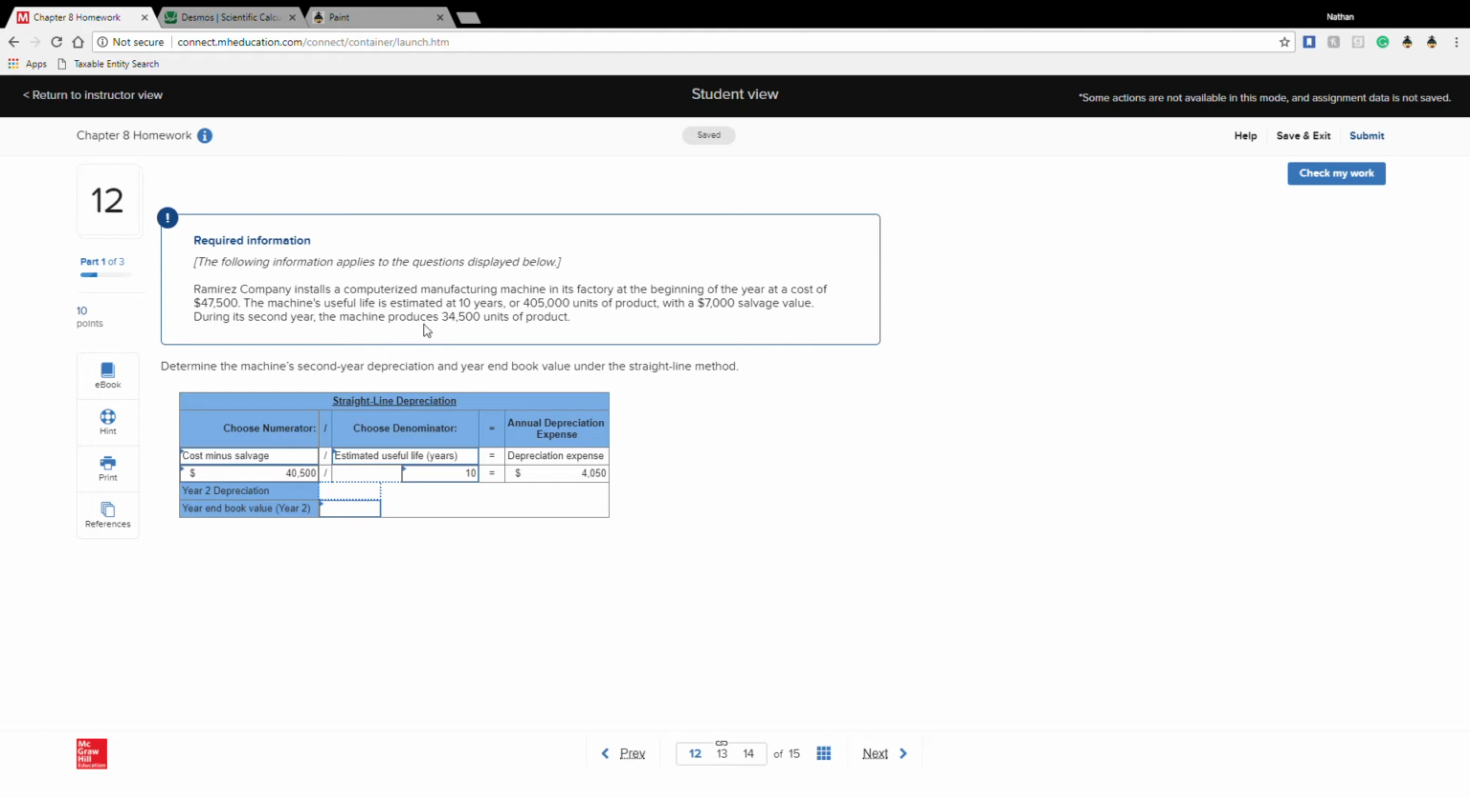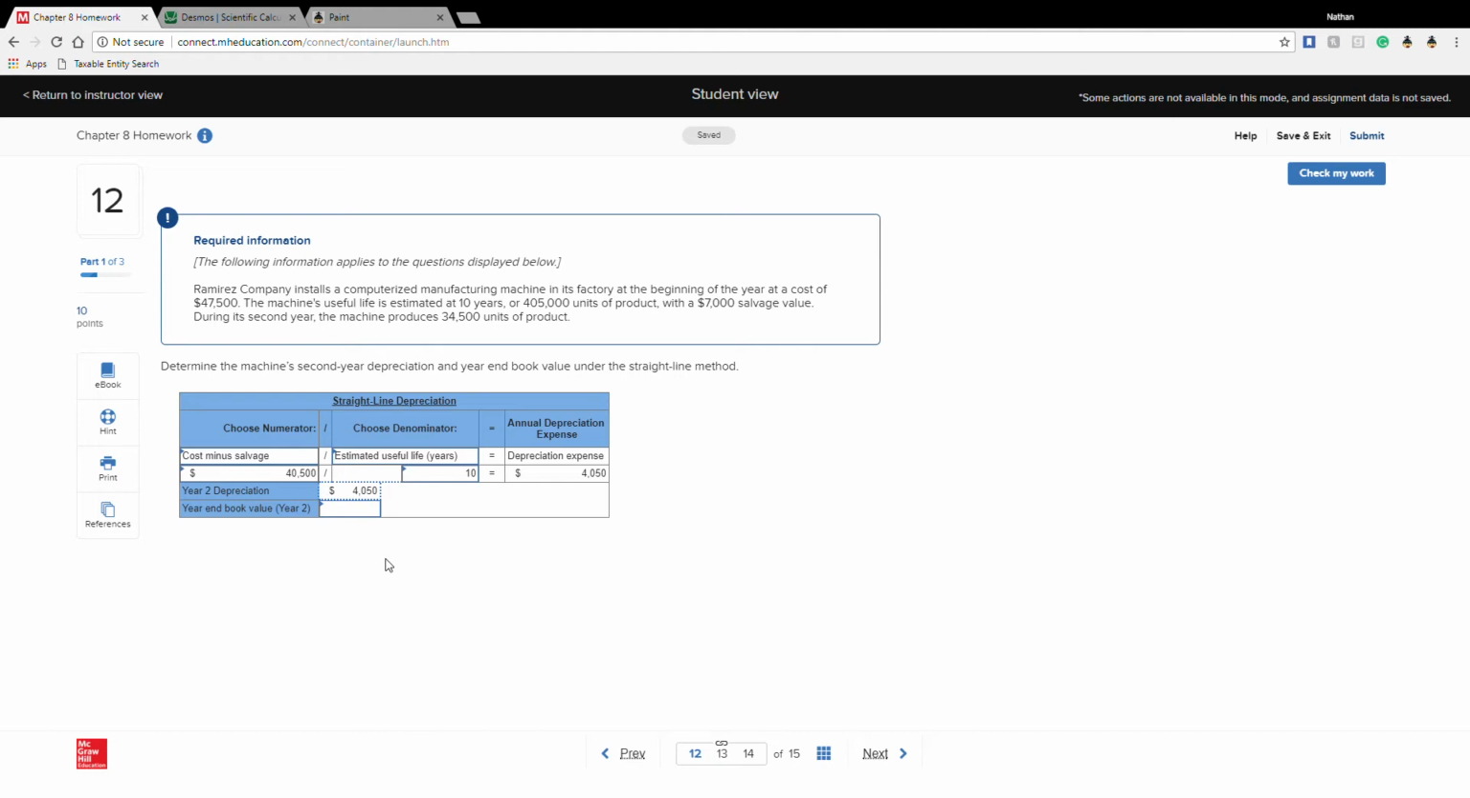Again, I don't see a date up here, so we assume that it's yearly. Okay. So year 2 depreciation. What is my depreciation expense basically for year 2? This is what it's asking. Well, straight line, depreciation expense does not change from year to year. So it will be 4,050.